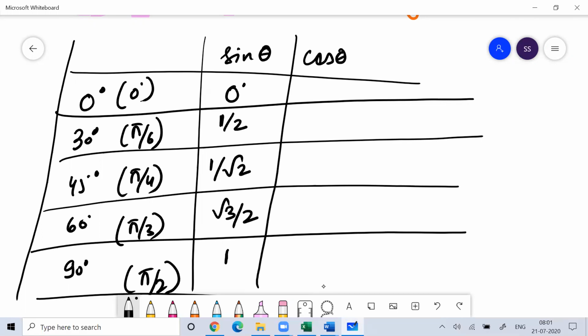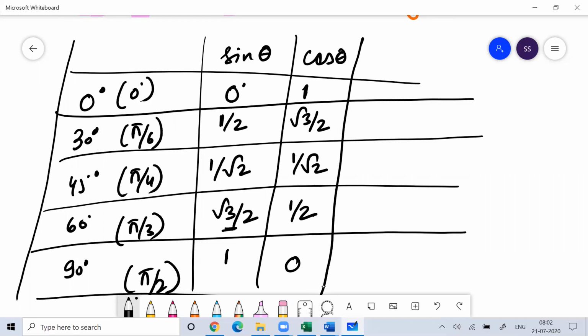So cos theta, you know that cos theta is sine of 90 minus theta. So cos 0 degree is sine 90 degree, which is 1. Cos 30 degree is sine 60 degree. Then cos 45 degree is sine 45 degree. Cos 60 degree is sine 30 degree, and cos 90 degree is sine 0 degree, which is 0.